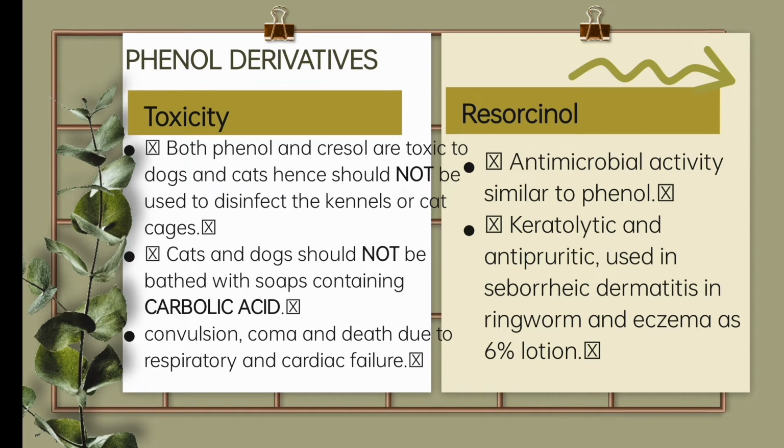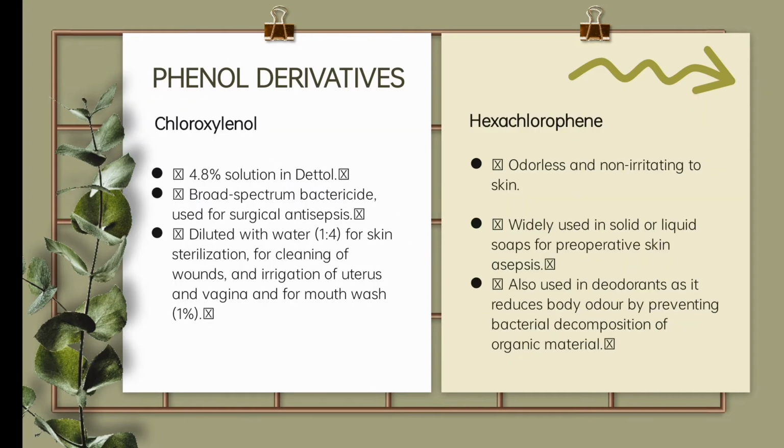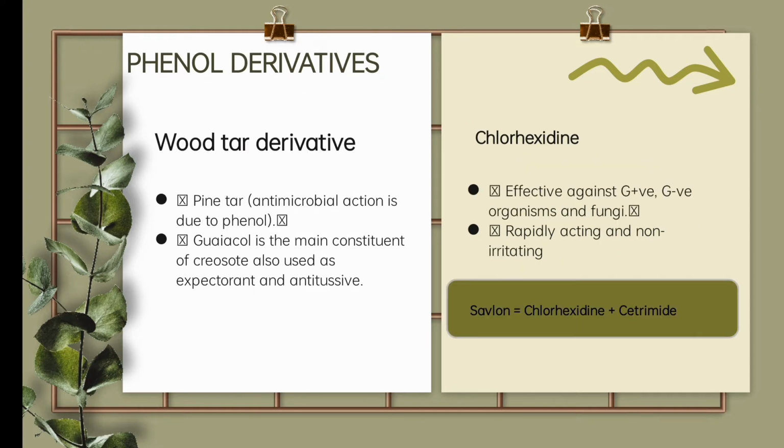Toxicity. Both phenol and cresol are toxic to dogs and cats, hence should not be used to disinfect kennels or cat cages. Resorcinol has antimicrobial activity similar to phenol. Chlorosalinol is a broad-spectrum bactericide used for surgical antisepsis, while hexachlorophene is odorless and non-irritating to skin. Wood tar derivative: pine tar's antimicrobial action is due to phenol, while chlorhexidine is effective against gram-positive and gram-negative organisms and fungi.